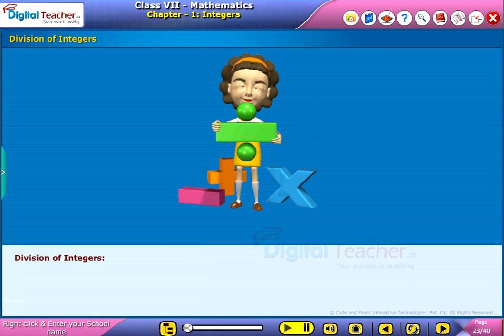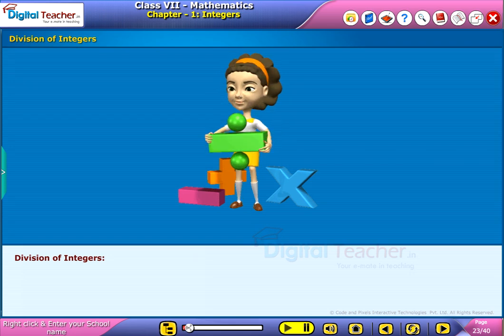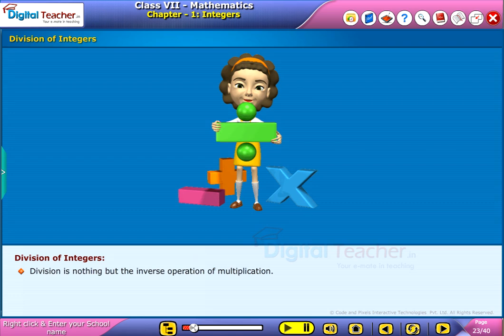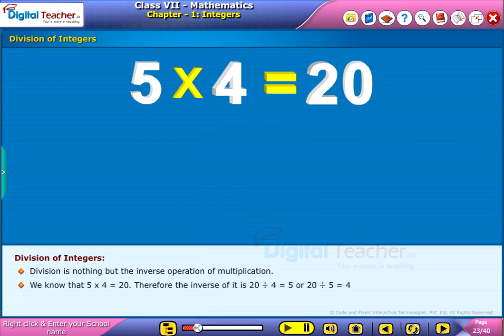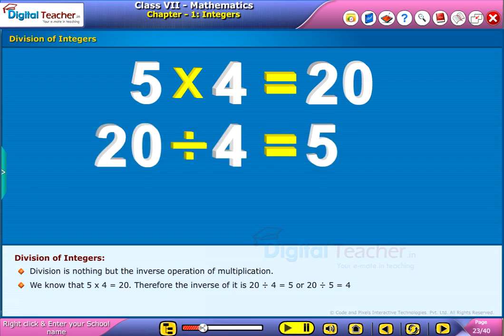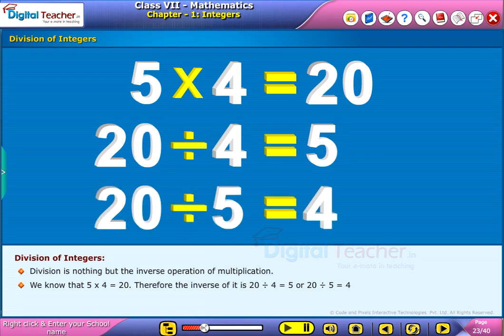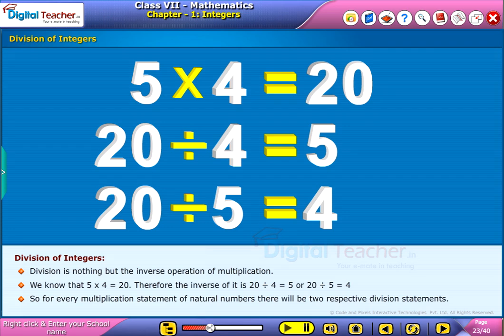Now, let us study about the division of integers. Division is nothing but the inverse operation of multiplication. We know that the product of 5 and 4 is 20. Therefore, the inverse of it is 20 by 4 is equal to 5, or 20 by 5 is equal to 4. So, for every multiplication statement of natural numbers, there will be two respective division statements.